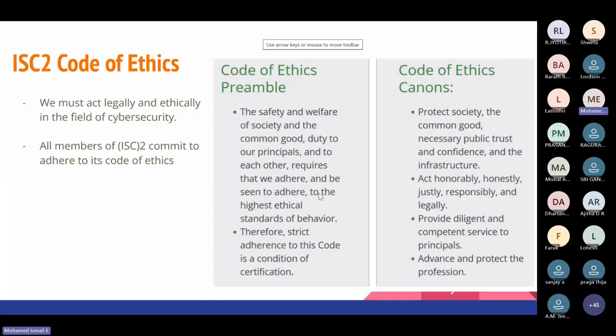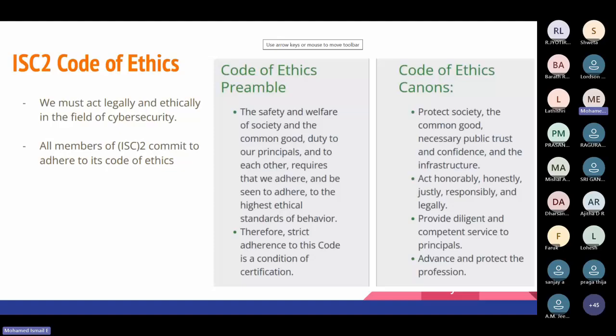Now I come to a very important section, the ISC² Code of Ethics. Once you become an ISC² member, or once you complete this certification, you need to follow the Code of Ethics by ISC². I will just read the Code of Canons. Protect society, the common good, necessary public trust and confidence, and the infrastructure.